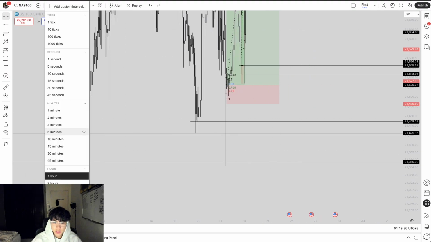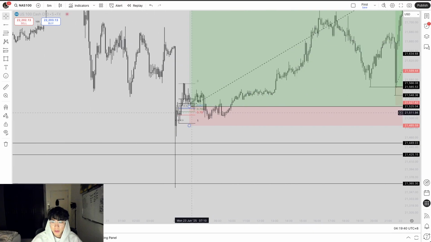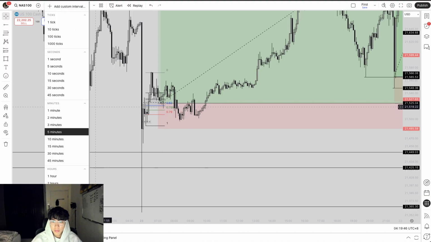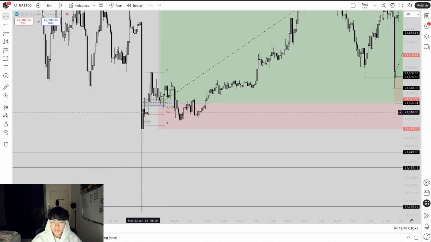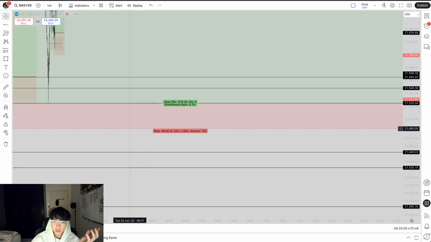Now we scale down to the low time frame on M5. On M5 we saw an M5 rejection candle with a very long wick and a bullish closure. So that's one signal that shows that price wants to reverse from there. We scale down to the 1 minute.